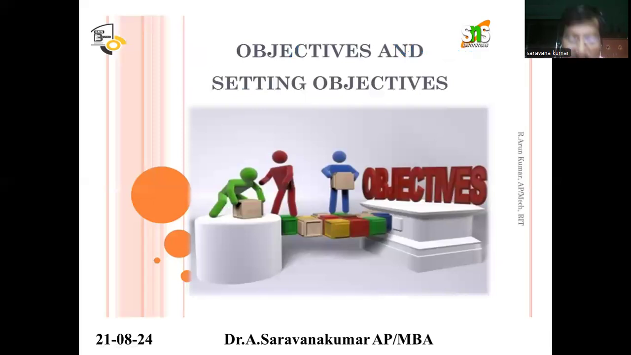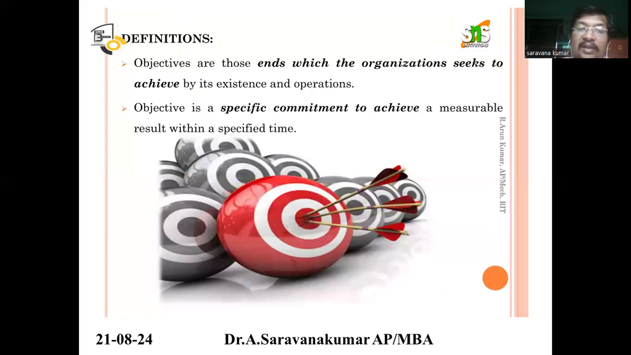Next, objectives and setting objectives. In every organization, there are two objectives we are following. One, we are going to achieve more profit, and two, to attract more customers. So these are two objectives for every organization. What is the definition of objective? Objectives are those ends which the organization seeks to achieve by its existence and operations. An objective is a specific commitment. So every employee and every organization has a commitment, a specific commitment to achieve a measurable result within a specified time.